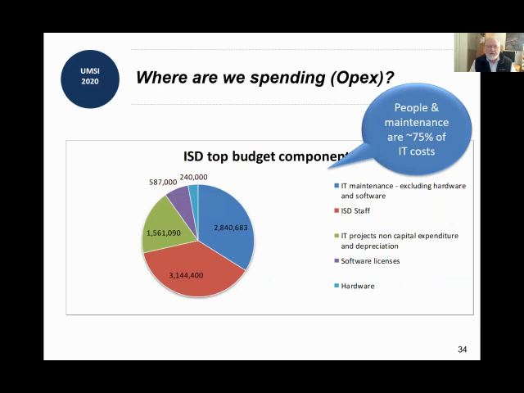In terms of where the spending is, here's a pie chart that shows a significant amount of the expense is coming from people expense, staff expense, and then IT maintenance is the other big item, and then the IT projects and depreciation, which is the green one. Those three make up 80% of the IT budget. And so when you're managing the finances of your department, focusing on these three is what makes the most sense.